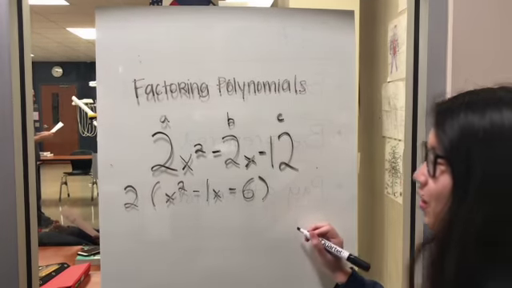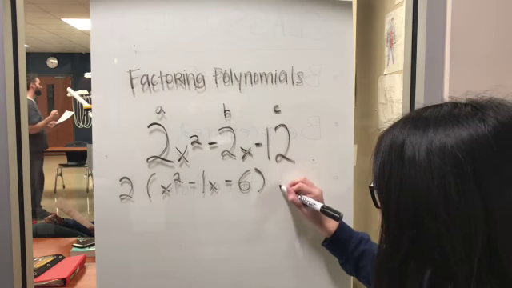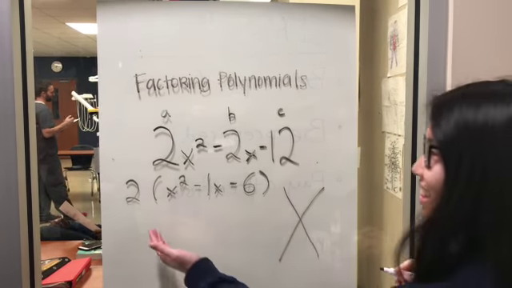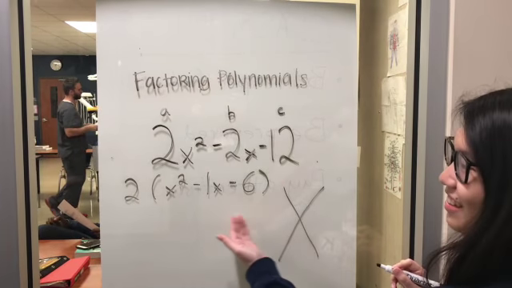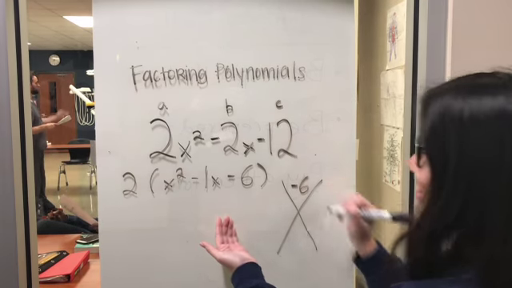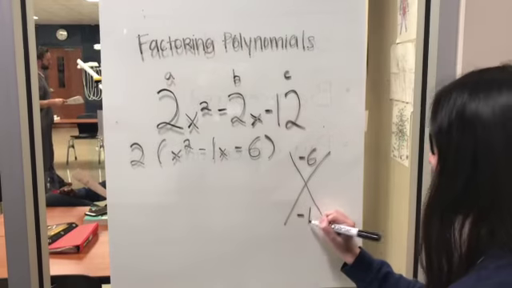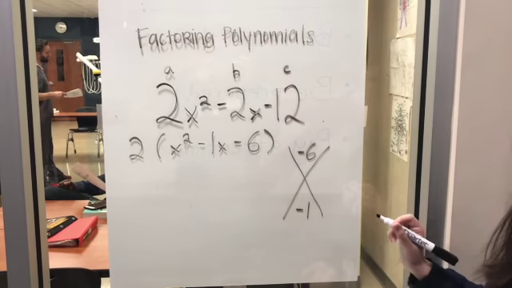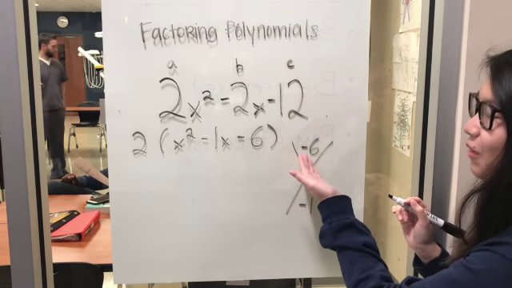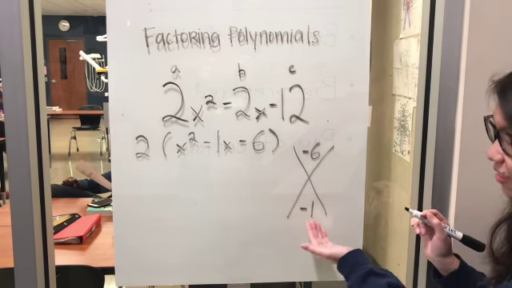So now, since it's simplified, we can put it in the x. A times c, 1 times -6 is -6, and then b is -1. Now we have to find multiples that multiply to -6 and add to -1.